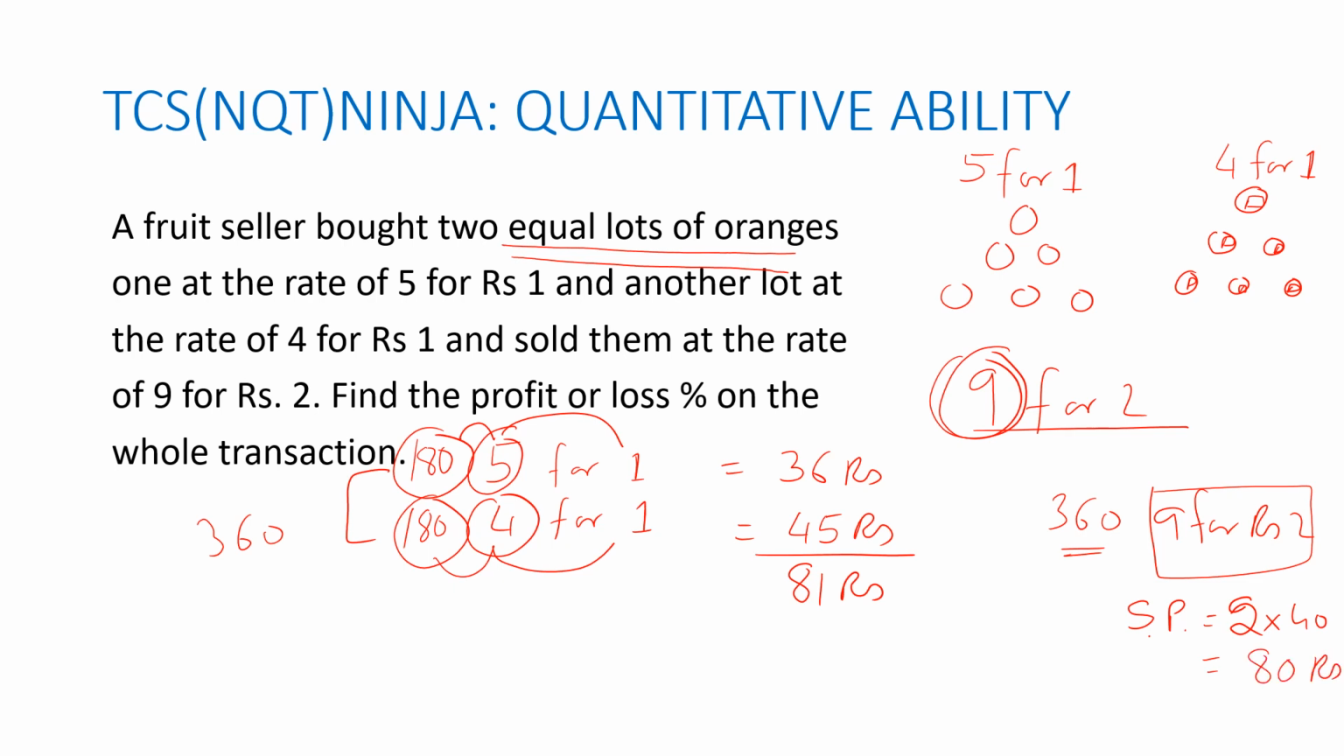So the cost incurred is 81 and the money you get after selling is 80. So what is my loss? My loss has to be 1 rupee. And if I want to calculate the loss percentage, it is going to be loss over the cost, that is 1 over 81 into 100. So that is going to be my answer. Okay.